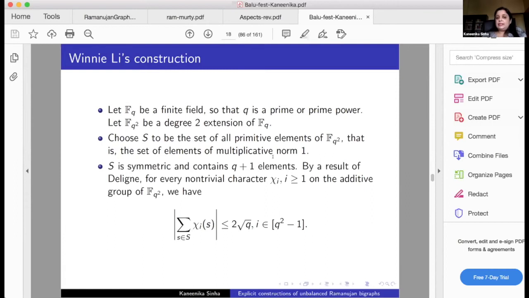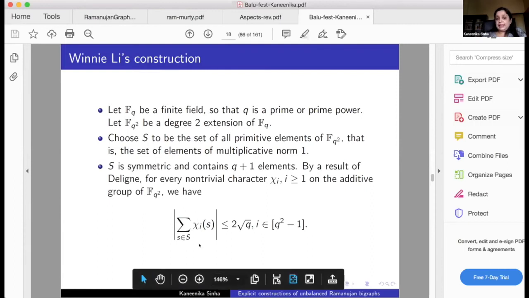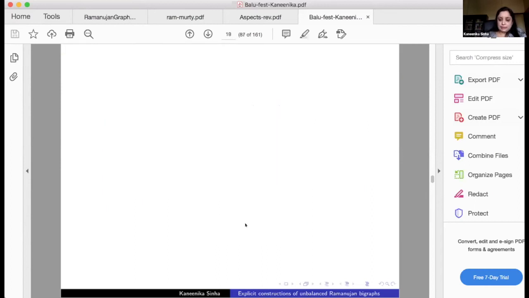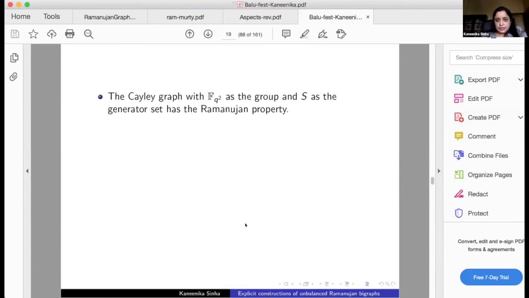Again, by a result of Deligne, for every non-trivial character chi sub i on the additive group of F sub q squared, the absolute value of the corresponding character sum is bounded above by 2 times the square root of q. Therefore, we have a construction of another example of a Ramanujan graph. The Cayley graph with F sub q squared as the group and S as the generating set has the Ramanujan property, thanks to Deligne's estimate.